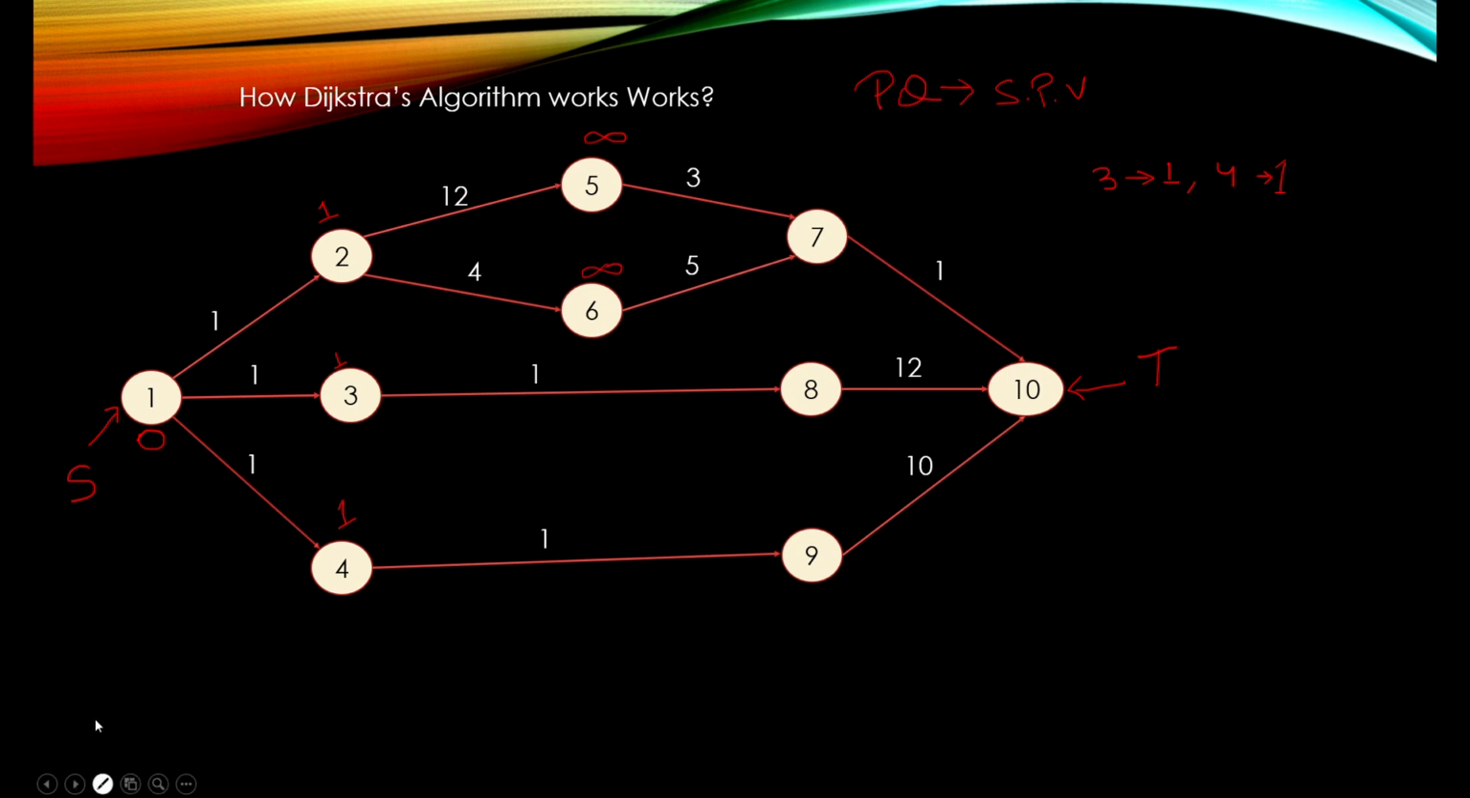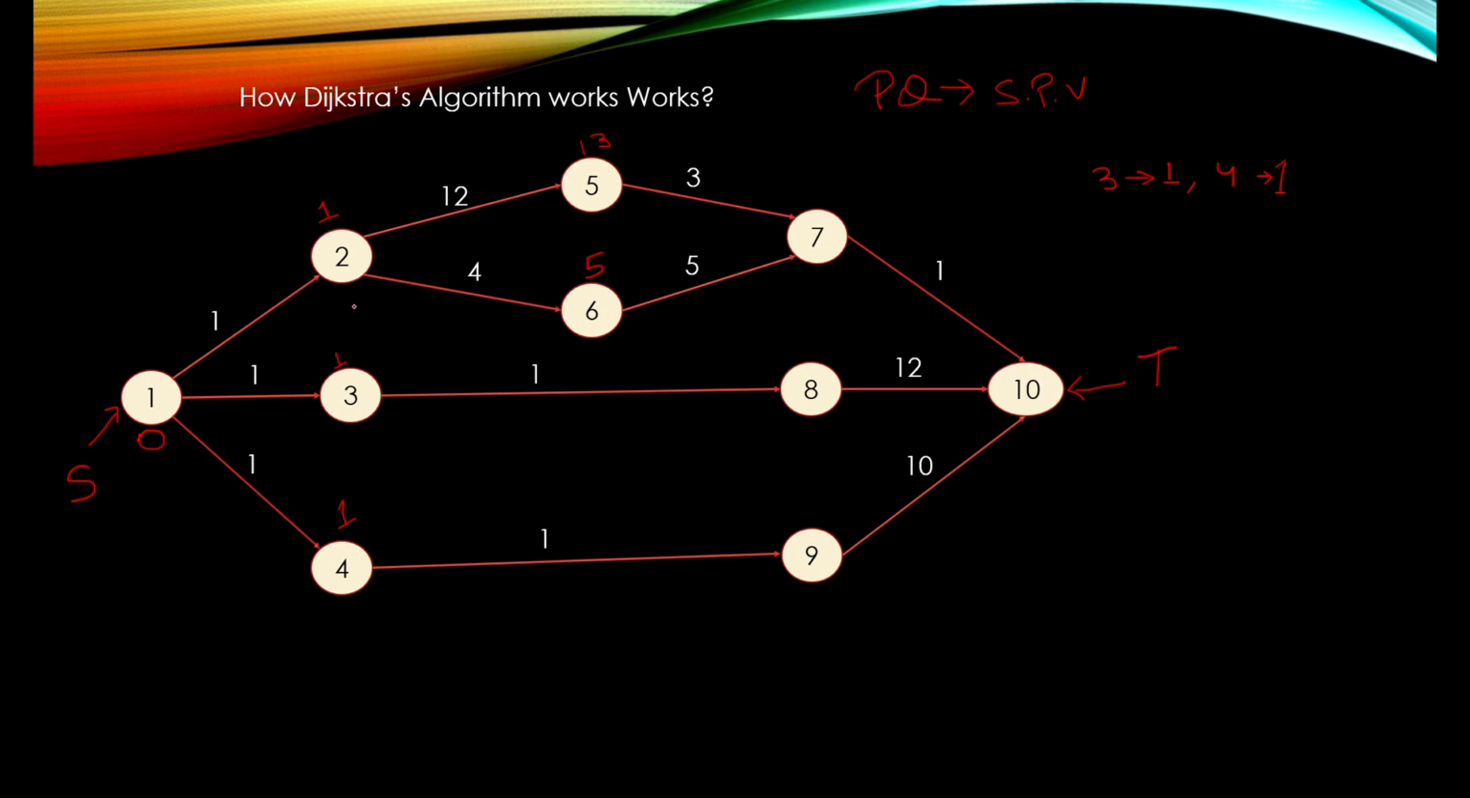So here we can say that this is now not infinity, and I'll remove this for now, and the shortest path to 5 has a value 13, and the shortest path to 6 is 1 plus 4 or infinity, whichever is minimum. So 1 plus 4 is minimum, so the shortest path to 6 is 5.